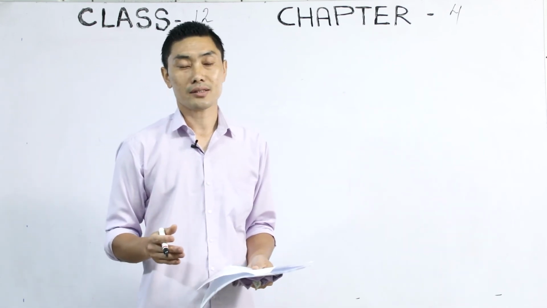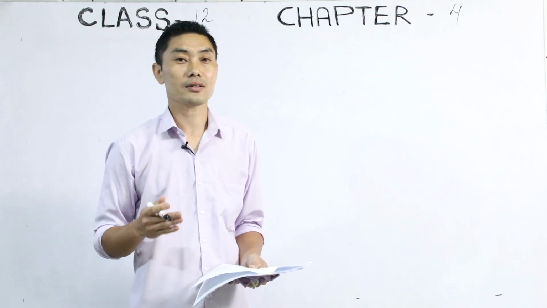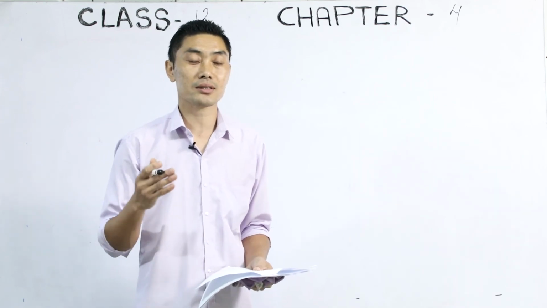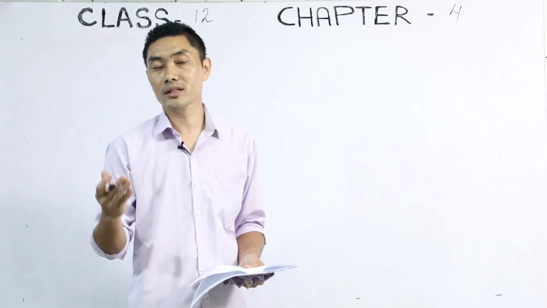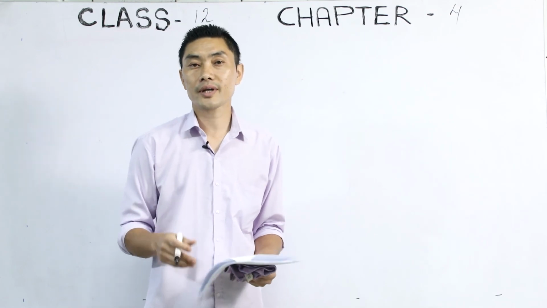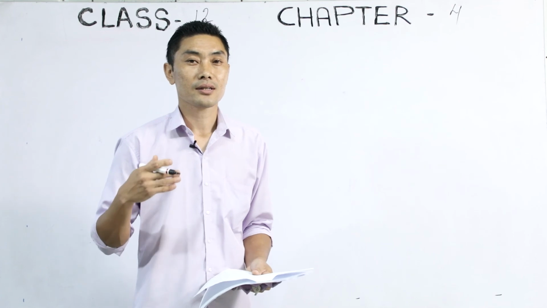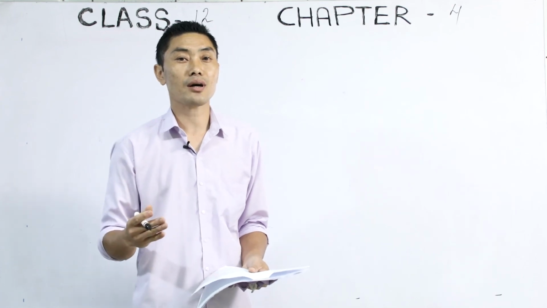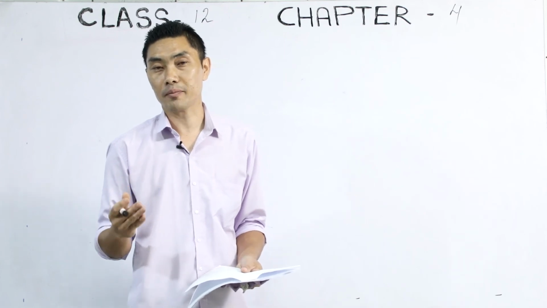Rate of a reaction simply means the speed of the reaction. That means if the reaction takes place in a very fast way, the rate will be high. If it takes place slowly, the rate will be low. Rate is defined as the change in concentration of either of the reactants or products per unit time.